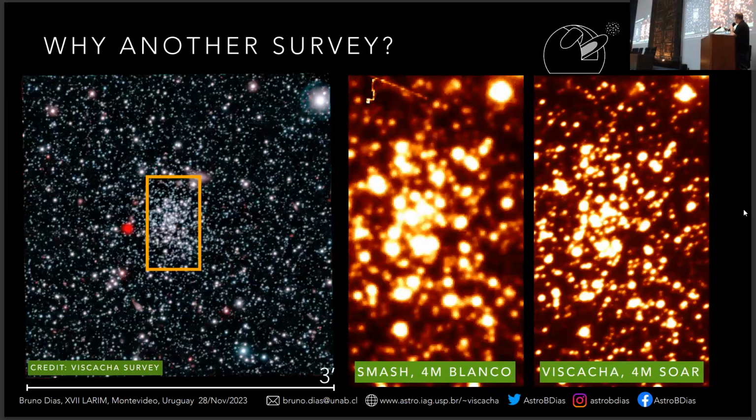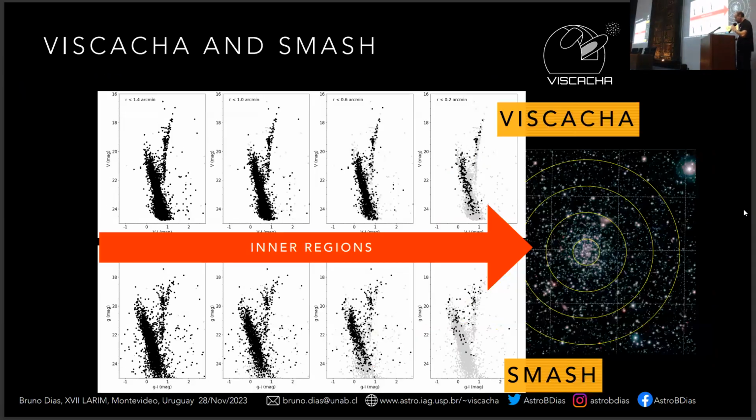Well, here. So this is the VISCACHA image. And here I compare the VISCACHA with this mesh, just to give an example of two telescopes in Chile, very nearby, same sky, 4-meter telescopes. But there is a huge difference here, which is adaptive optics, right? So that's the niche that we're exploring here with VISCACHA, is to provide a complementary survey dedicated to star clusters where the seeing limited surveys cannot reach, right?